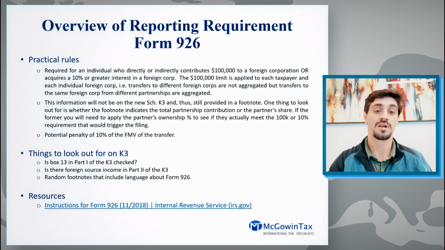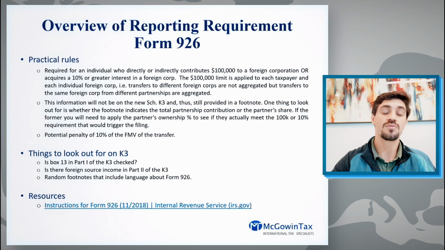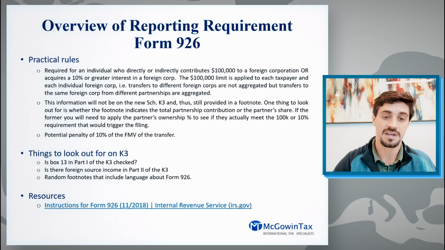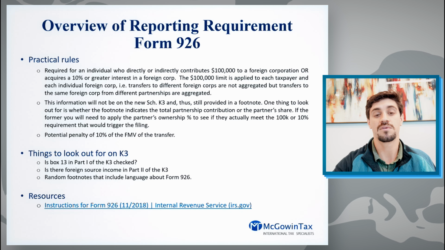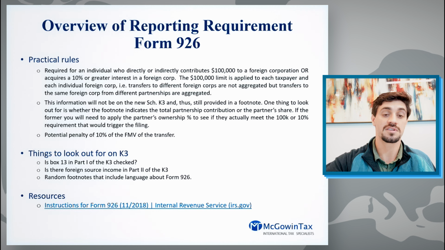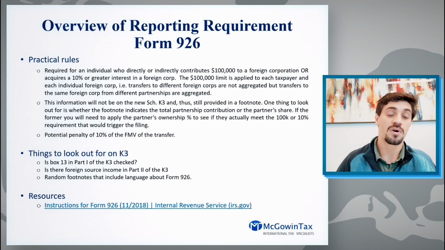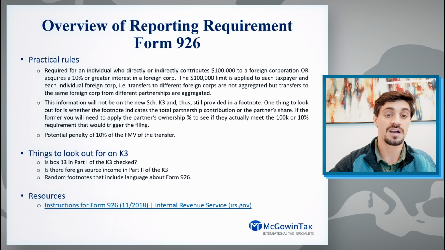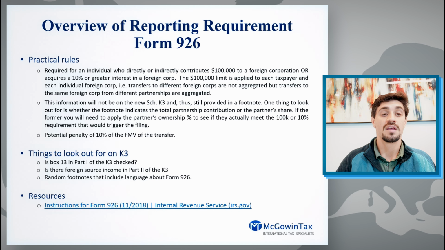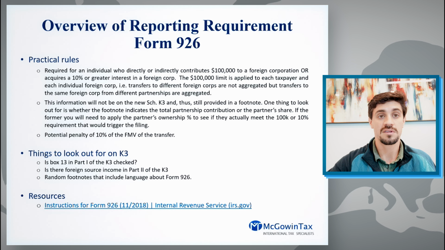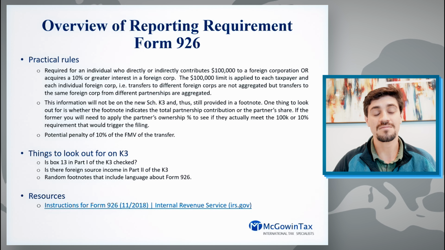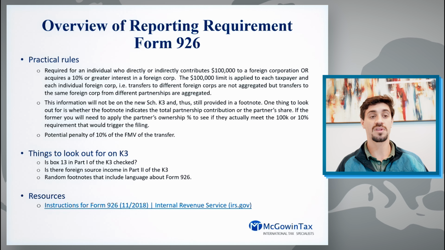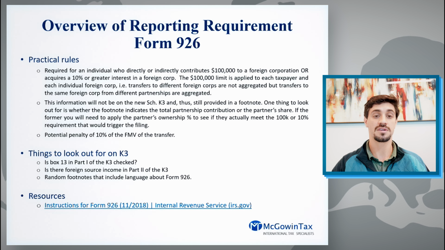So the practical rules here: there's really two numbers that you ultimately have to memorize or be aware of. The way I think of it, it's the $100,000 and 10% rule. If an individual indirectly contributes more than $100,000 to a foreign corporation, or they own more than 10% of that foreign corporation after the contribution, then there is a Form 926 requirement. More technically, it's applied on an annual basis per foreign corporation.